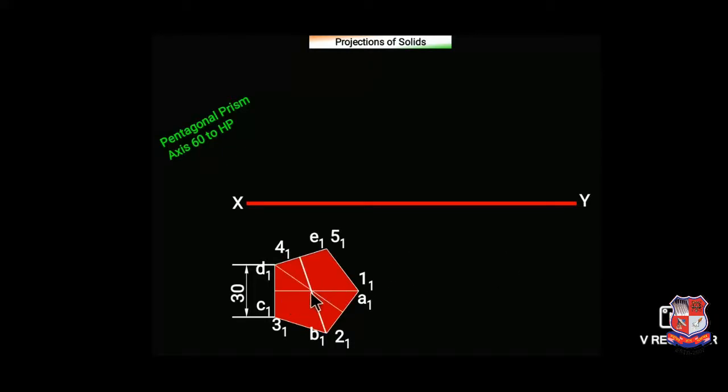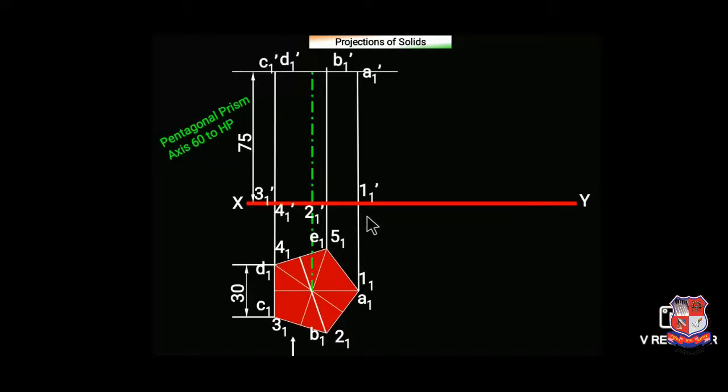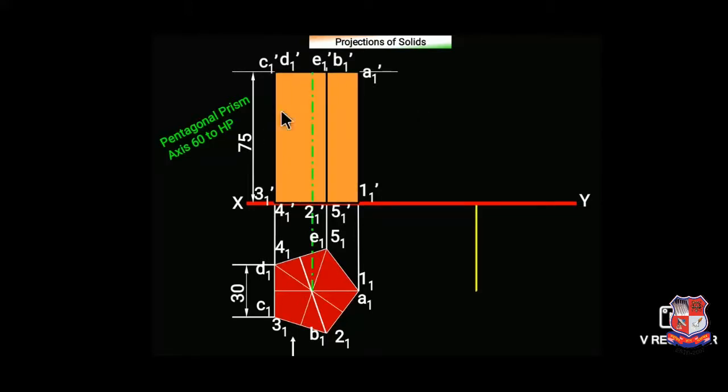Mark its axis point by joining a corner with the midpoint of the opposite side; both will intersect at one point. So this is the axis, and draw its axis with height 75 mm, as given. Take projection from endpoints A, B, C, D, E, and mark respective points A1', B1', C1', D1', E1', and so on, and complete this rectangle. So this is the front view.